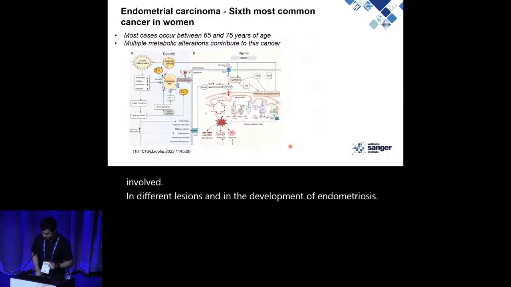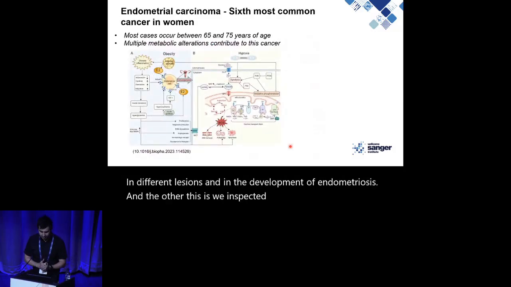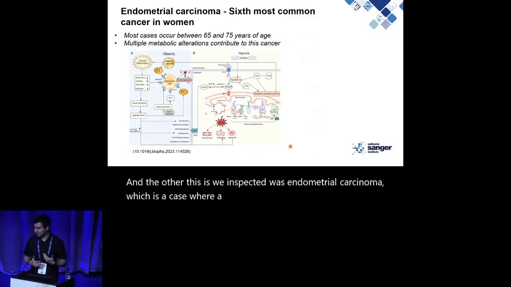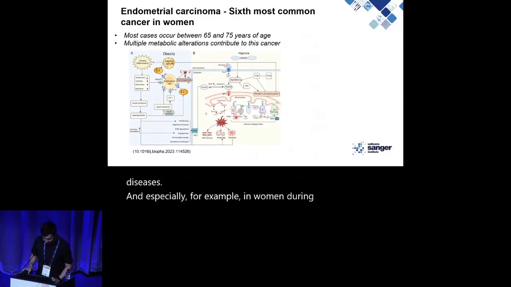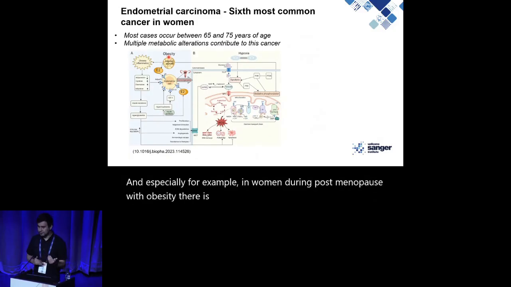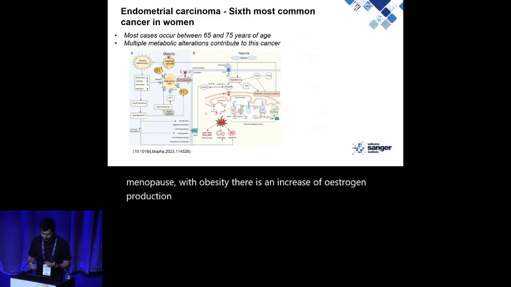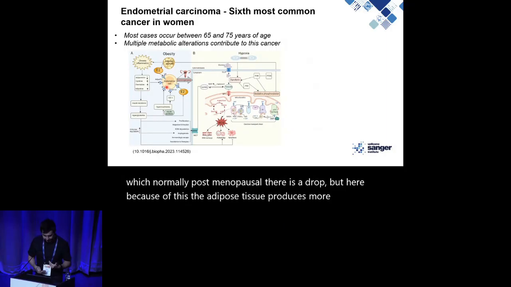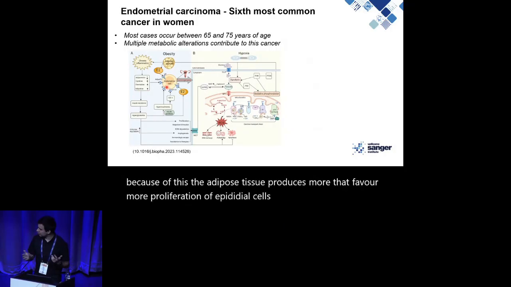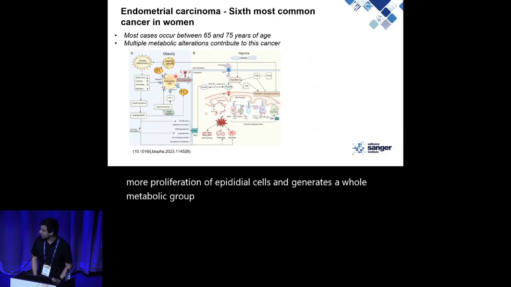And the other disease we inspected was endometrial carcinoma, which is a case where a metabolic rewiring really drives this disease. Especially, for example, in women during postmenopause with obesity, there is an increase of estrogen production. Normally in postmenopause there is a drop, but here, because of obesity, the adipose tissue produces more. That favors more proliferation of epithelial cells and generates a whole metabolic reprogramming, leading potentially to tumorigenesis. So it's a risk factor in this case.